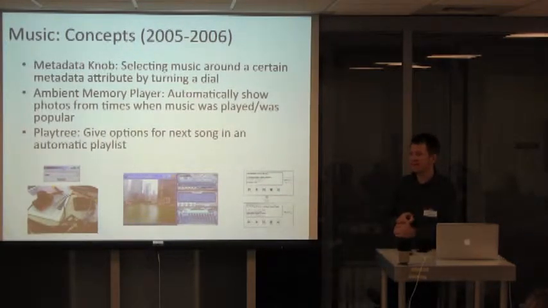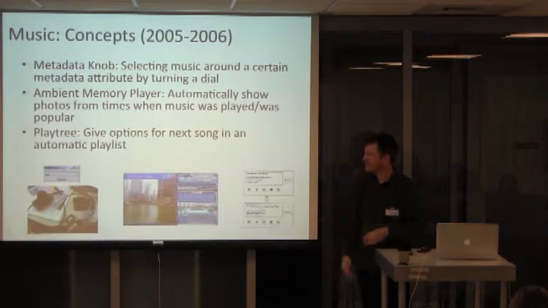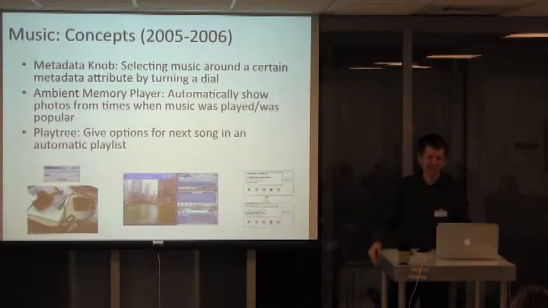So maybe it's something by the same artist, maybe it's something in the same genre, something from the same year, and the idea would be the user could basically start teaching the system, I want stuff from this time frame, or I want stuff from this artist, and the random playlist would just keep getting better and better with very minimal interaction.